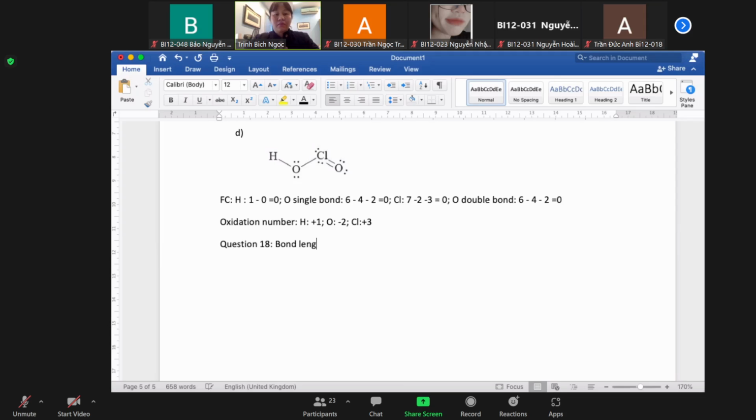So you need to write the Lewis structure of CO2 and CO3 2 minus. And then you will be able to write the bond, to know the bond order, and you will be able to know the bond length.